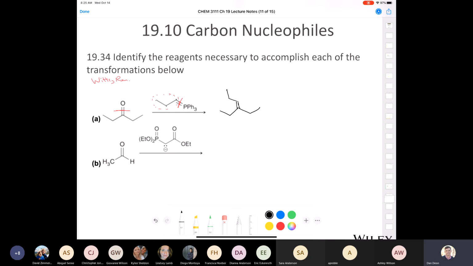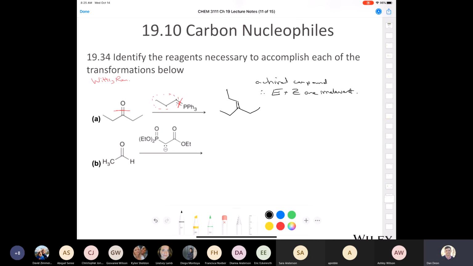Now, E/Z is irrelevant here, right? Because this is an achiral compound, therefore, E and Z are irrelevant. All right. Now, if you're the kind of person that needs to practice the mechanism for this, or you need to draw the mechanism in order to draw the final product, no problem, no problem.